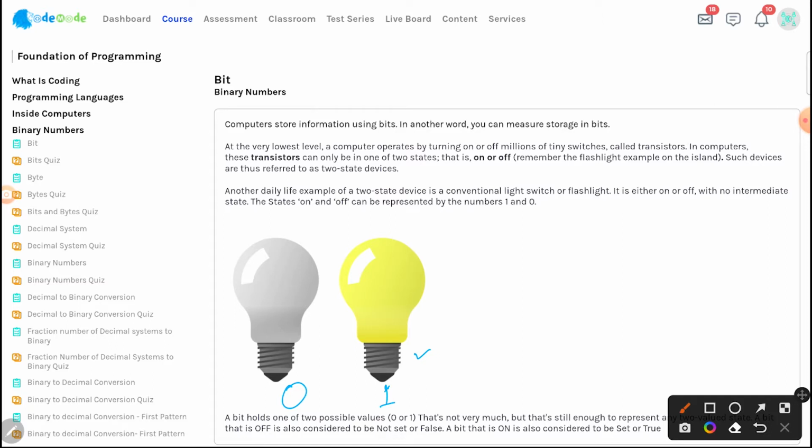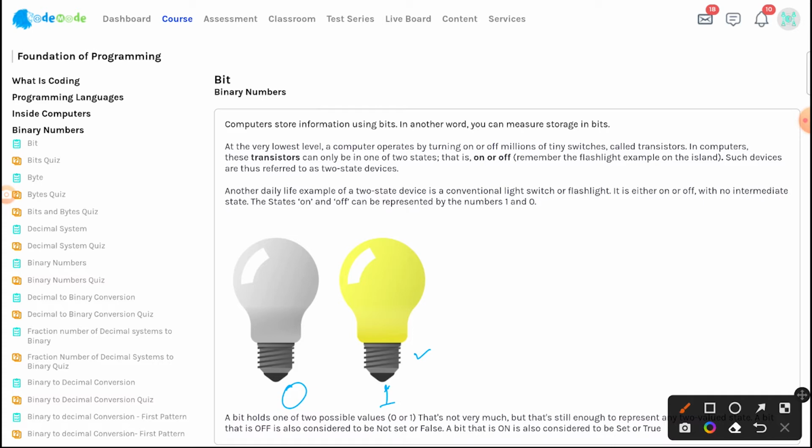A computer operates by turning on millions of tiny switches, also called transistors. These transistors can either be on or off. And using this combination, a series of transistors sort of create a value.